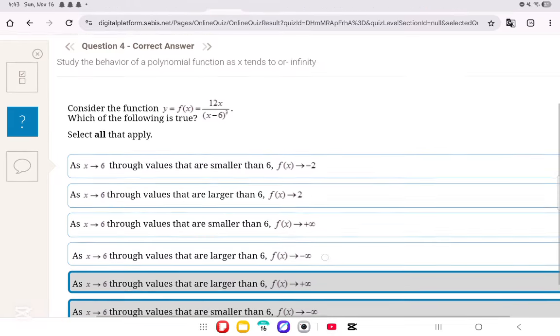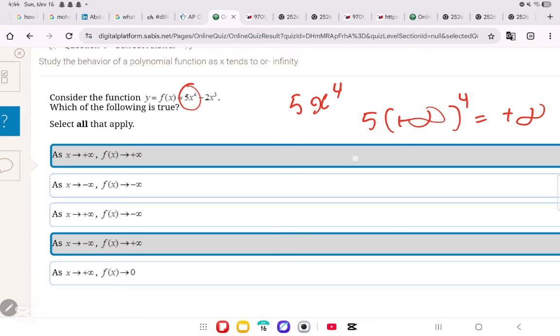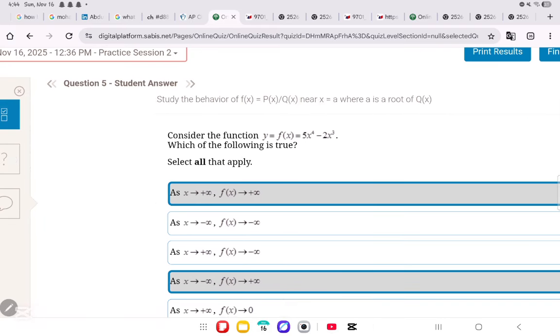What does it say in question number 4? Okay, question number 4. Consider this function. You take the highest exponent and you substitute: 5x to the power of 4. You substitute plus infinity, you will get plus infinity. You substitute minus infinity, you will get plus infinity because it's to an even power. So plus infinity for plus infinity and plus infinity for minus infinity. We're going to move on to question number 5.